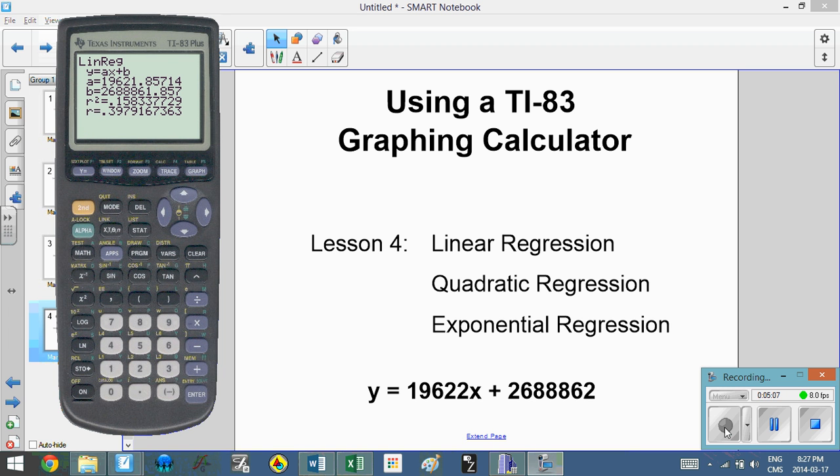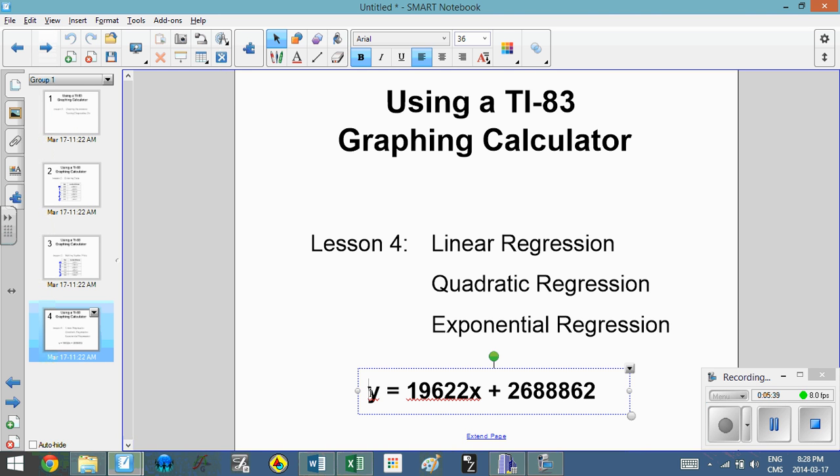Okay, so I paused it there for a sec just so I could write the equation, but here it is at the bottom, and you can see that I've also rounded each number just to take out the decimal places, because really, if we're talking about almost 3 million, I don't think we need a decimal place. It also doesn't really make sense for a number of people. So my equation here, y equals 19,622x plus 2,688,862.